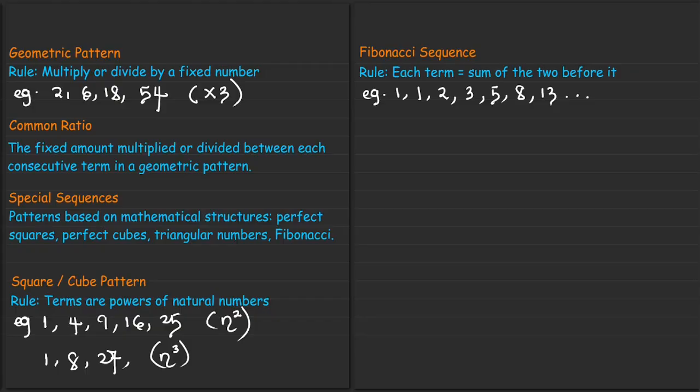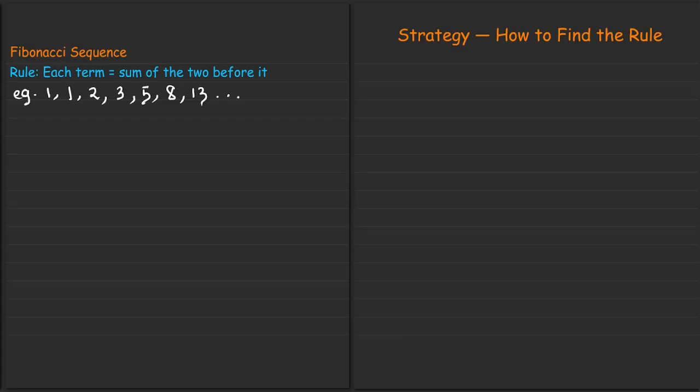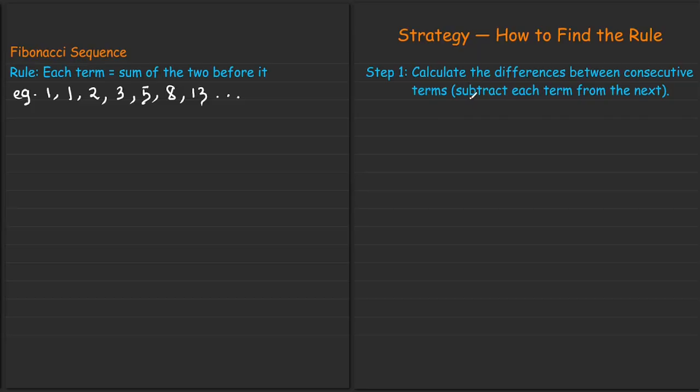How do we find the rule for a sequence if given in a question? When it comes to finding the rule of a sequence or a pattern, I'll give you a step-by-step approach every time you are given a pattern. There are just 4 of them. So our very first step is to calculate the difference between consecutive terms. That is, you have to subtract each term from the next. This is to help you know whether it is an arithmetic pattern or a geometric pattern.